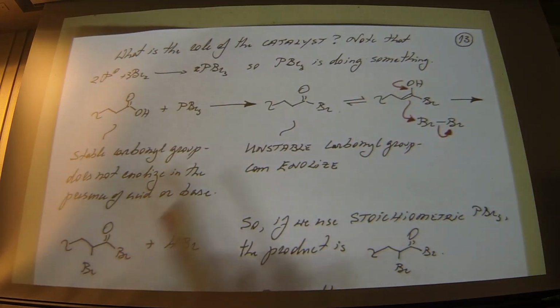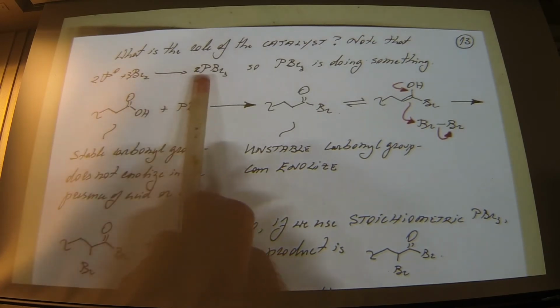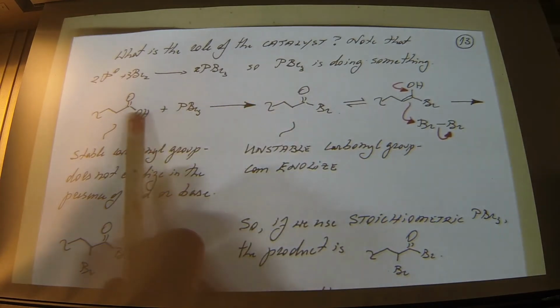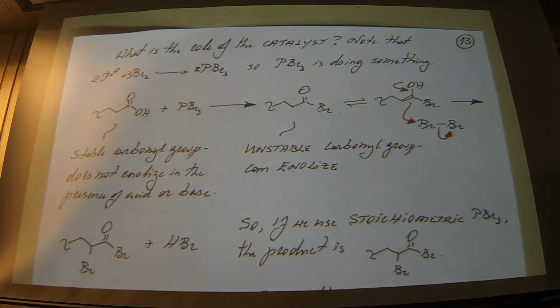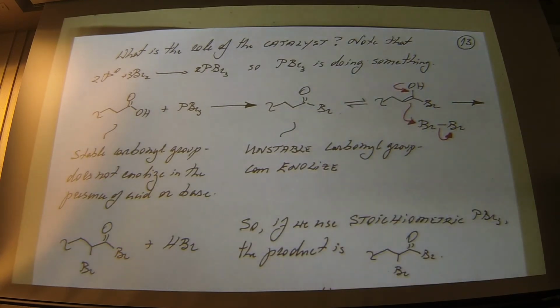Hell-Volhard-Zelinsky. So you don't have to use PBr3. You can use elemental phosphorus. These will react to give your PBr3. The PBr3 is your catalyst. What the PBr3 does to a carboxylic acid is the same thing as it did with an alcohol. Remember that we talked about how you take a primary or secondary alkyl alcohol and convert it to the alkyl bromide? One way is with PBr3. Well, this is pretty much the same mechanism. I'm not showing the mechanism here, but you can figure it out based on what you saw for alcohols.